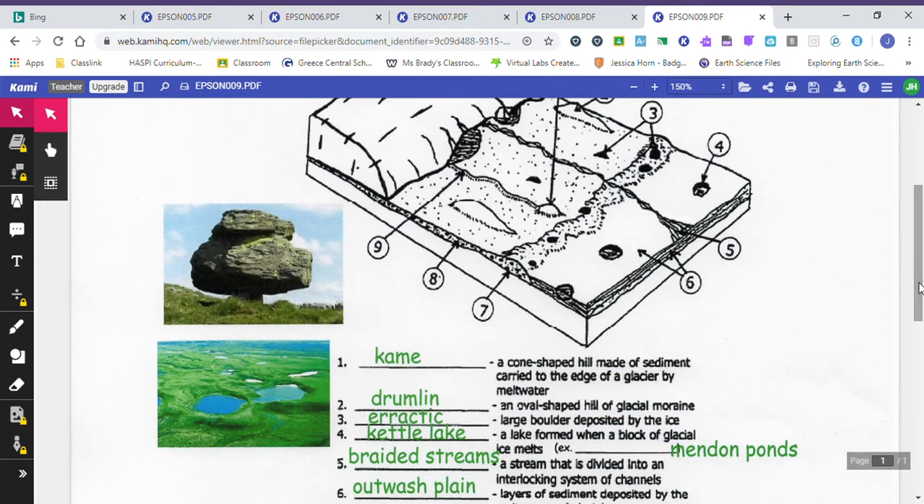Number 4 would be a kettle lake. This is a lake formed when a piece of the glacier actually dropped off and it melted and formed a puddle. And that is what a kettle lake is, and that's what Mendon Ponds is.